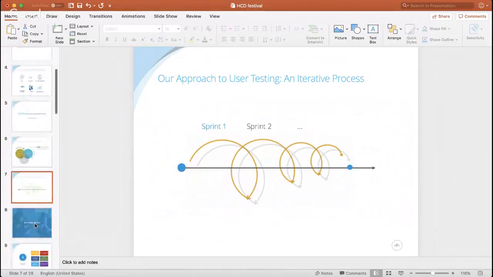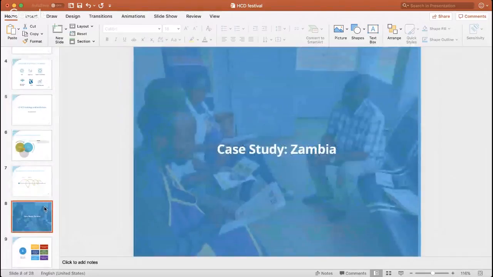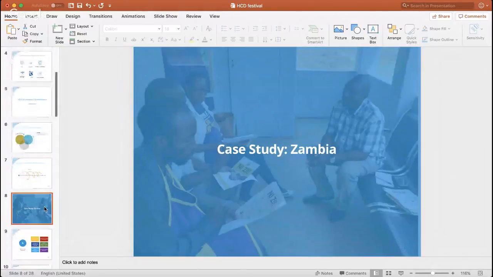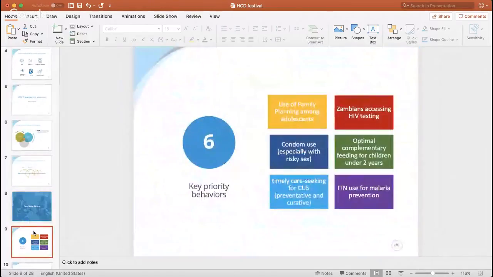So I wanted to share with you our case study for today, which is the project that we have been doing in Zambia. Zambia is a very complex project in which we have six key priority behaviors. The first of them is the use of family planning among adolescents. We have condom use, especially with risky sex. We have also timely care seeking for children under five. We have the HIV test. We have complementary feeding for children under two, and the ITN use for malaria prevention.